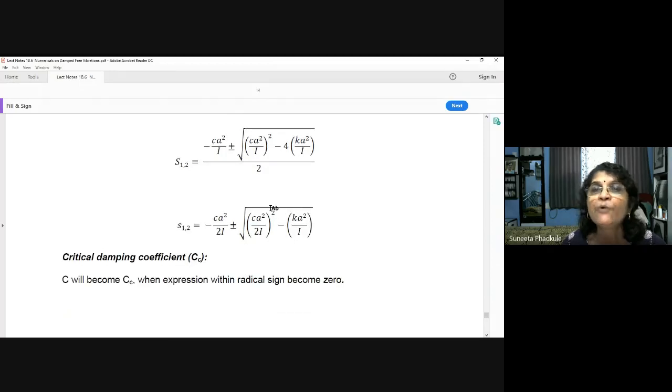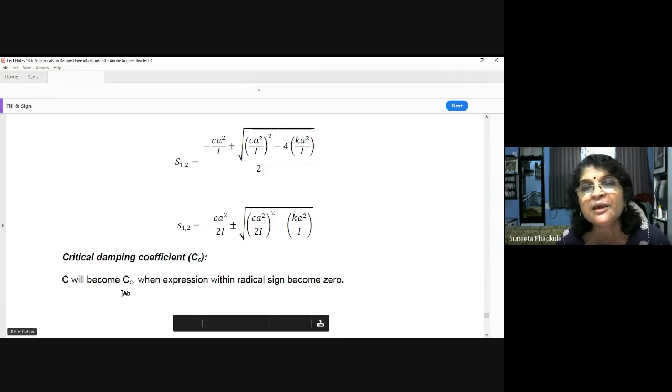What is the definition of critical damping coefficient? You have observed that if the expression within the radical sign is equal to 0, this C becomes CC. That is the definition of critical damping coefficient, CC. Okay. So C will become CC when the expression within the radical sign becomes 0.